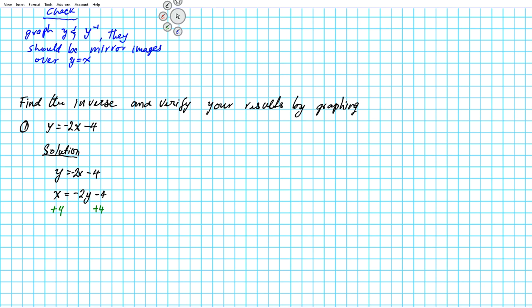When you add 4 to both sides, you're going to have x plus 4 equals negative 2y. Finally, to isolate y, you just divide everything by negative 2. So divide by negative 2 every single term.